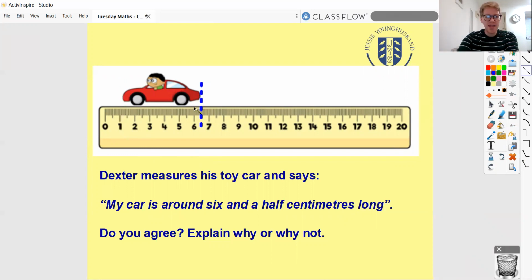If you were being really picky, you might have said, well, we don't actually know whether that ruler is measuring centimeters or millimeters or inches. Very good point if you did mention that. Maybe this is measuring inches, for example. That would be another good point you could have mentioned.